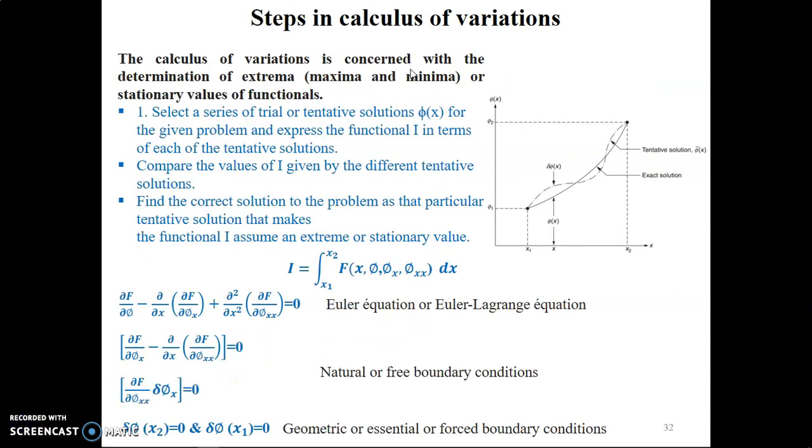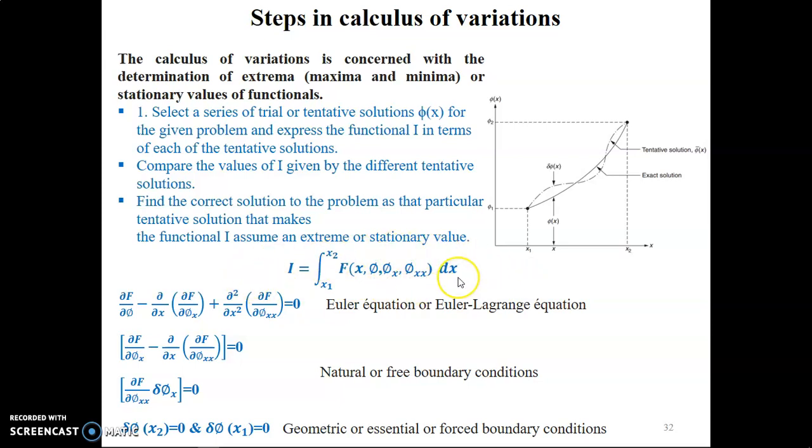Now let us summarize the various steps in the calculus of variation. The basic purpose of performing the calculus of variation is to determine the extrema of a particular function. By extrema we mean the maxima or minima or the stationary values of the function. So the first step is to select a series of trial or tentative solutions phi bar x. These are the tentative solutions for the problem, and this solution will be expressed in the form of the functional f, and this functional will be integrated over the solution domain and equated to 0.